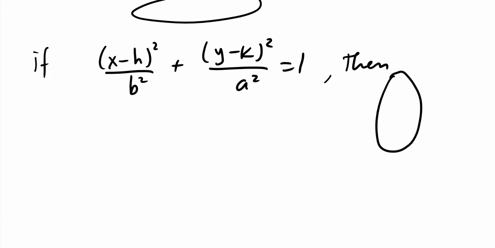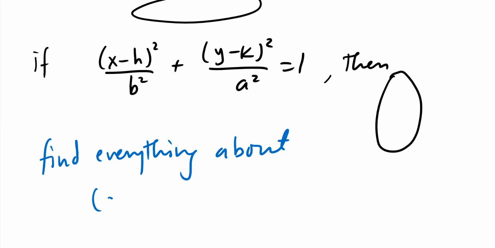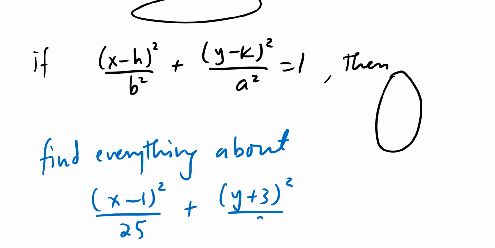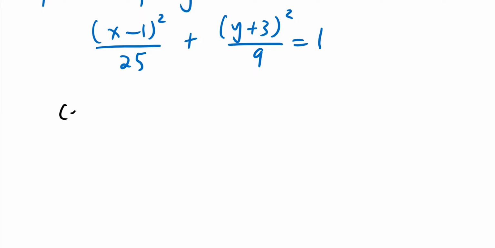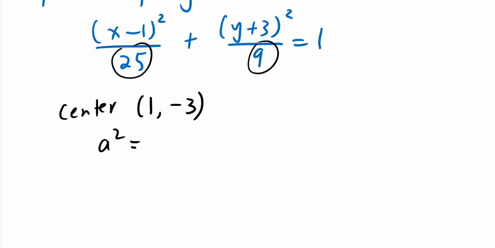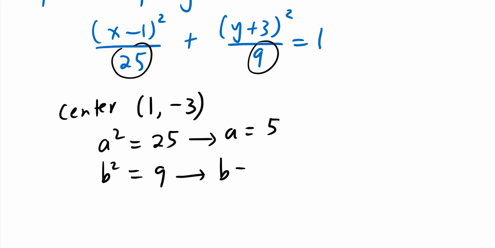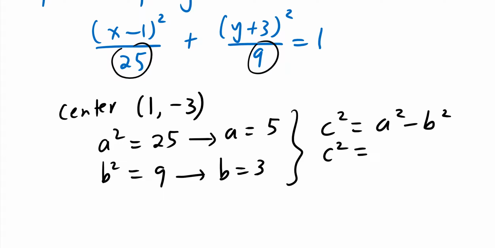So as an example to apply this, let's find everything about the ellipse of equation (x minus 1) squared over 25 plus (y plus 3) squared over 9 equals 1. The first thing I find is the center. The center of the ellipse is (1, negative 3). Do you see why negative 3? The larger number among these two is 25, so that would be a squared, and b squared is 9. So from here we get a equals 5 and b equals 3. Now c squared is a squared minus b squared, so c squared is 16. c is 4.